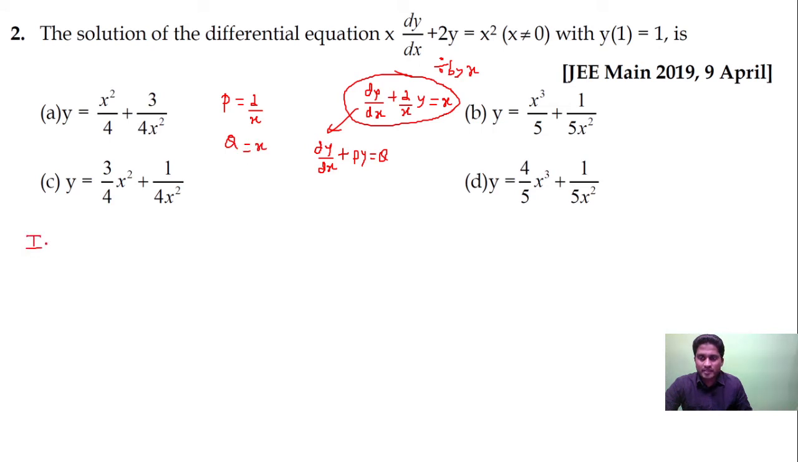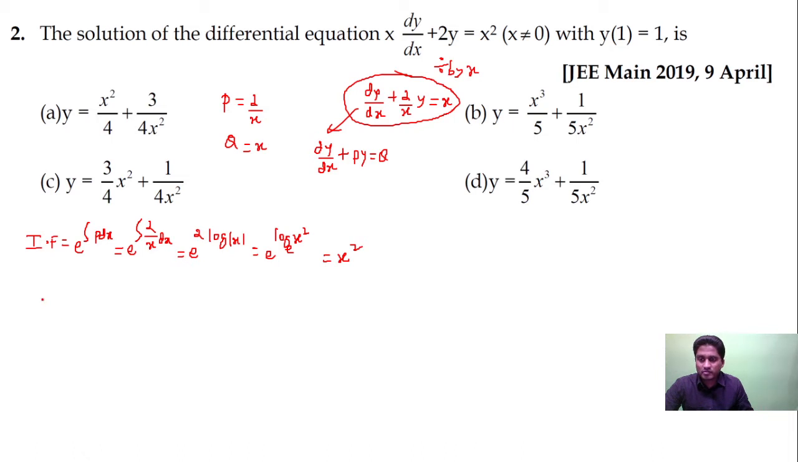Integrating factor is equal to e to the power integral p dx. So this is equal to e to the power integration of p, which is 2 by x, dx. So e to the power of 2 times integration of 1 by x, which is log x. So 2 log x can be written as log x square, since log m power n is equal to n log m. e to the power log x square is x square only.